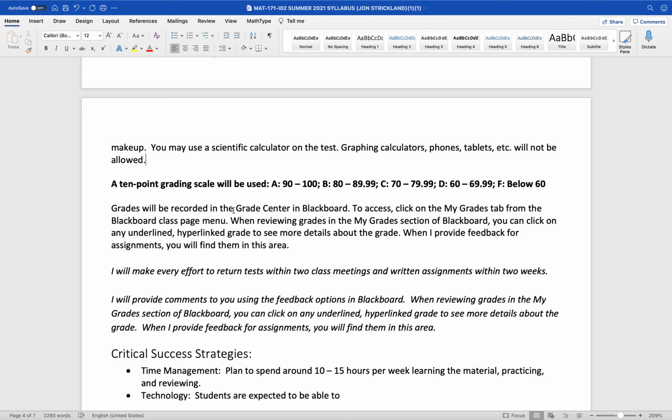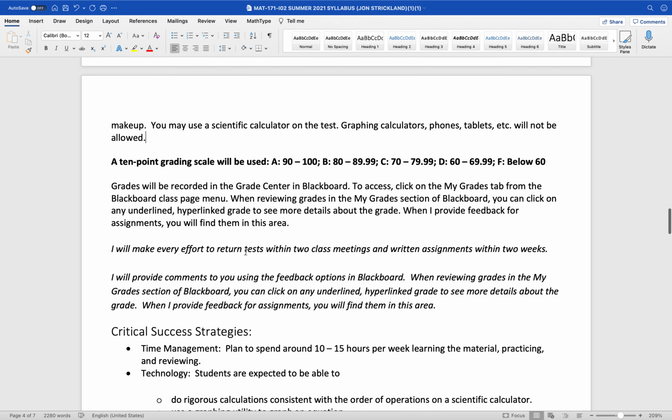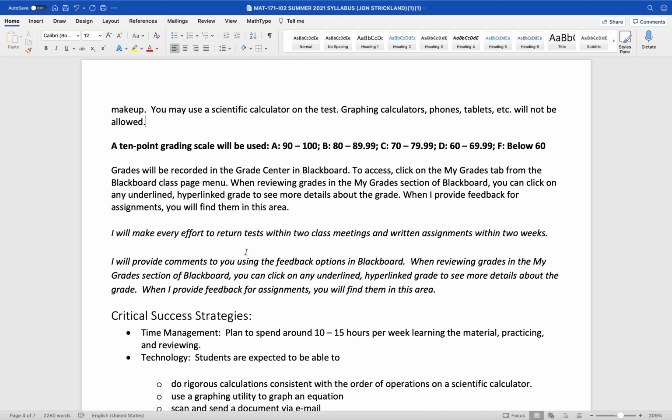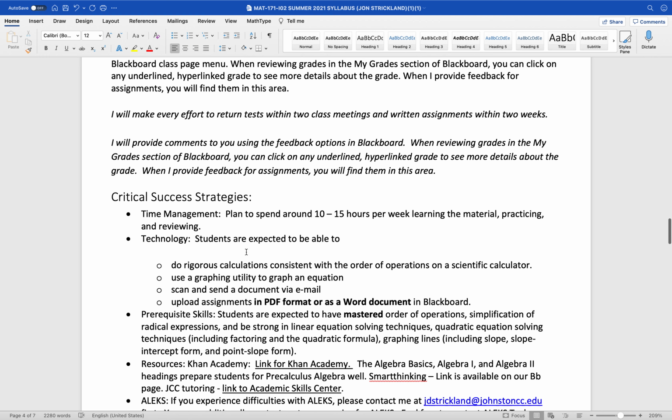Grades will be recorded in the Grade Center in Blackboard, and I'll get into some details regarding this. I will make every effort to return tests or send feedback within 2 class meetings, and written assignments within 2 weeks. I will provide comments to you using the feedback options in Blackboard. When reviewing grades in the My Grade section of Blackboard, you can click on any underlined hyperlink grade to see more details about the grade. When I provide feedback for assignments, you will find it in this area.